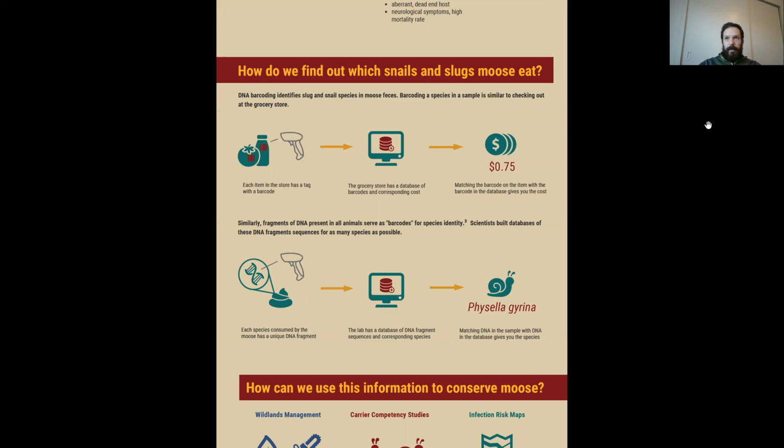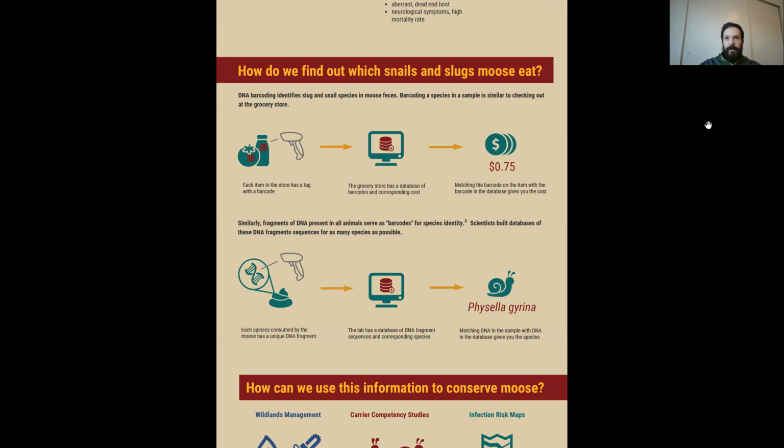When you extract, amplify, and sequence COX-1 DNA from a sample, you can match the COX-1 sequences from the sample with COX-1 sequences in the database to get an idea of which species are in your sample. When we do this with moose feces, we find out which species of slugs or snails were recently consumed.